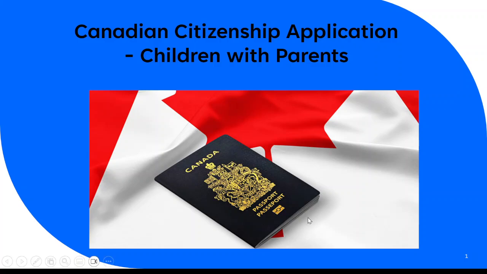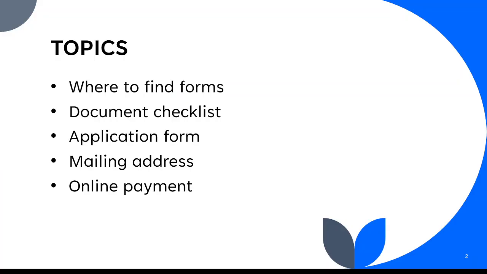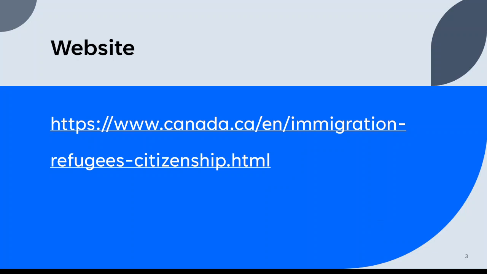Hi everyone, today I'm talking about the Canadian citizenship application for children with parents. The topics I will be covering today are where to find the forms, the document checklist, how to fill in the application form, the mailing address, and how to make the online payment. So first, let's look at which website we need to go to find the application forms.